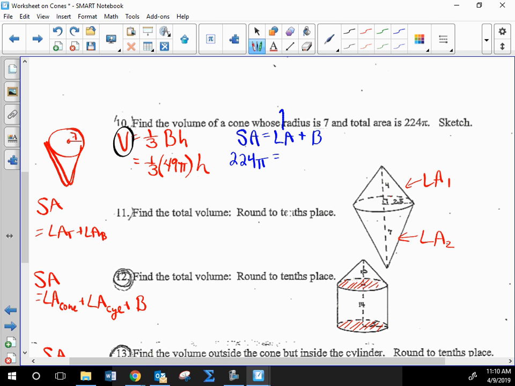Now, what's my lateral area formula again? 1/2 circumference times slant height. Do I know my circumference? Yes, we can figure it out. What is it? It is 14 pi. Good, 14 pi. Radius is 7, 2 pi r, so it's 14 pi. So we know our slant height is what we need to find.